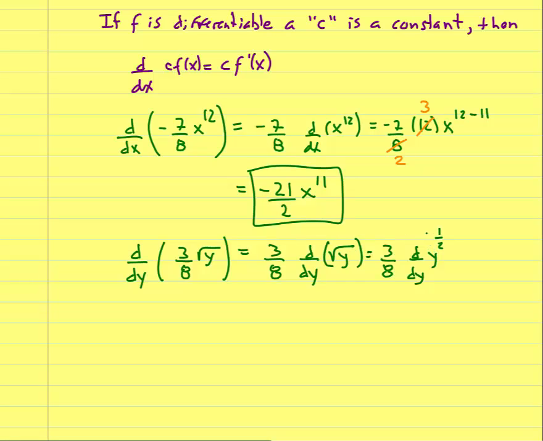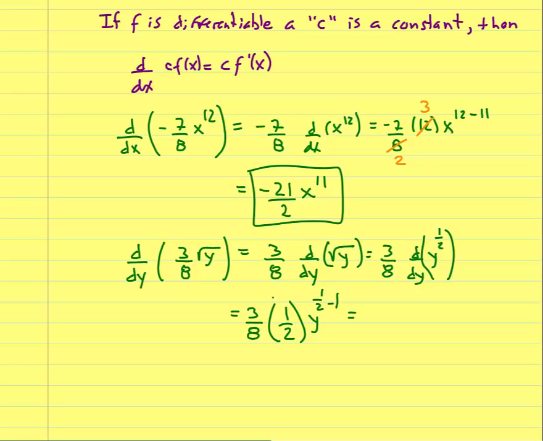Now your book doesn't show you this rule quite yet. It says, well, you remember from last chapter that when we took derivatives using the limit definition of the derivative, this is what we got for an answer. But I want to show you the shortcut rule here too. So this is equal to 3/8. Now, to take the derivative portion, you'd bring the 1/2 down and then decrease the exponent by 1.